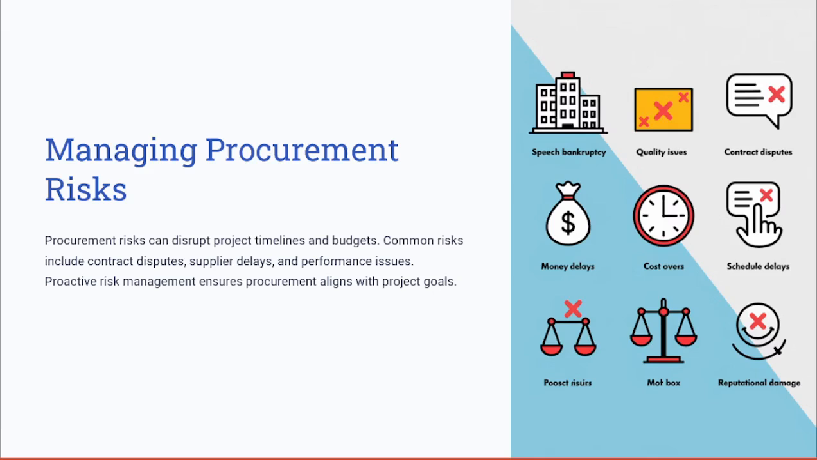These procurement risks can disrupt the project timelines and budget. We'll also look into the common risks, including contract disputes, supplier delays, and performance issues. We'll look also at proactive risk management strategies to ensure the procurement aligns with project goals.